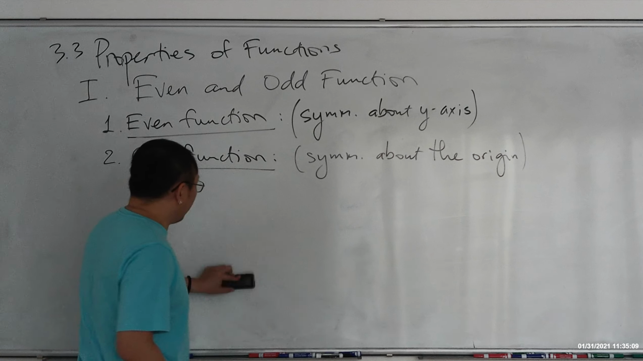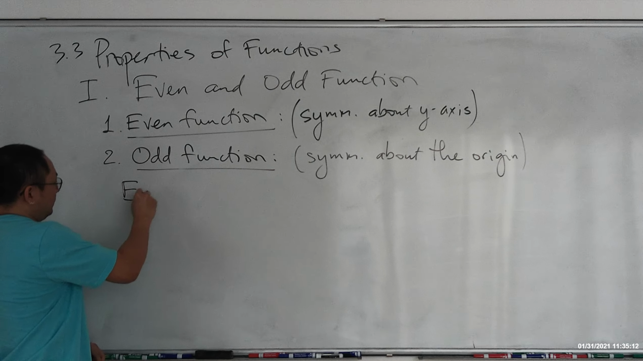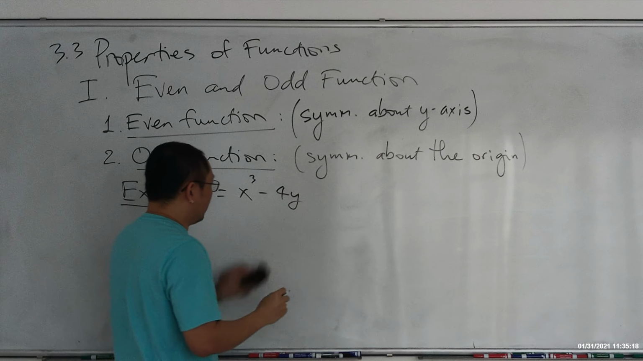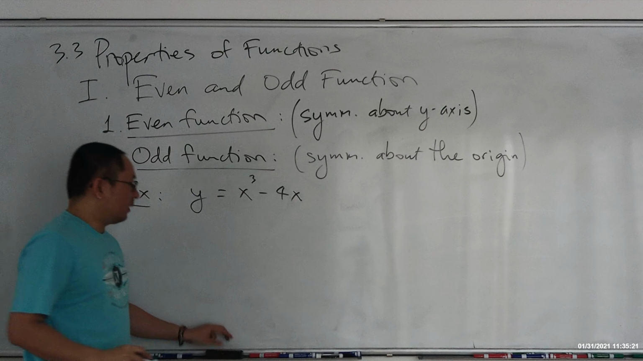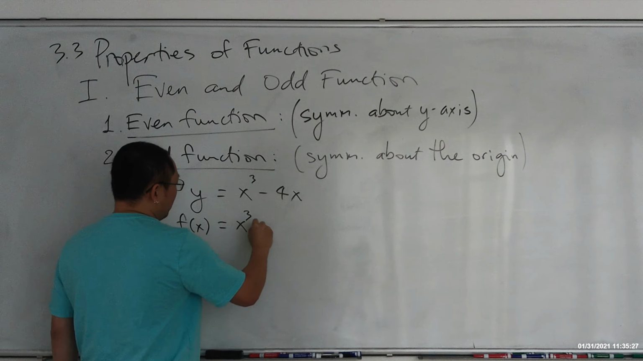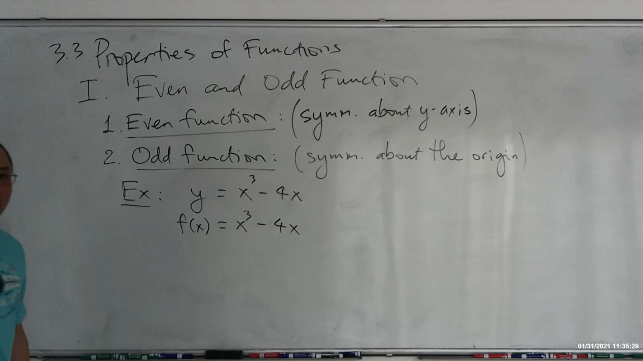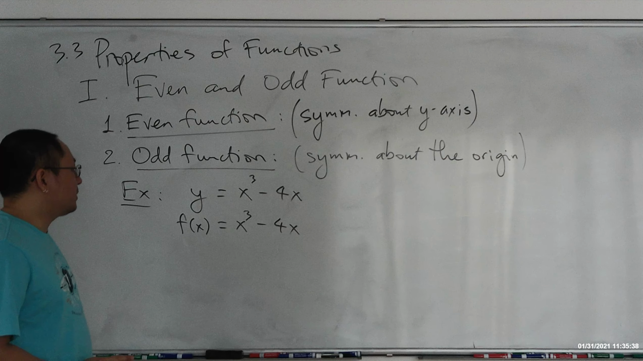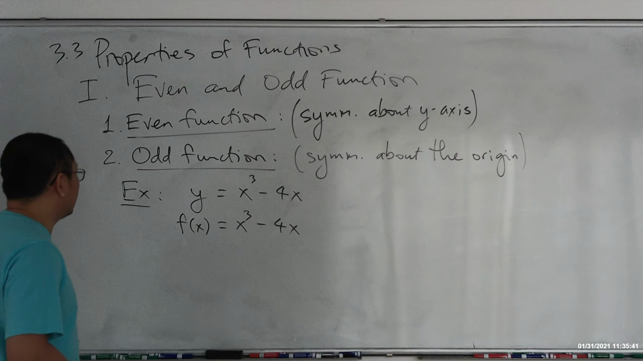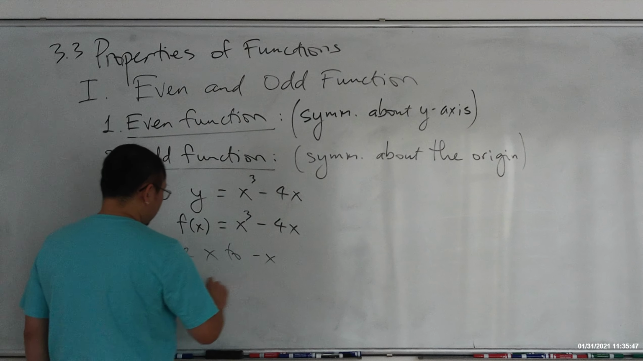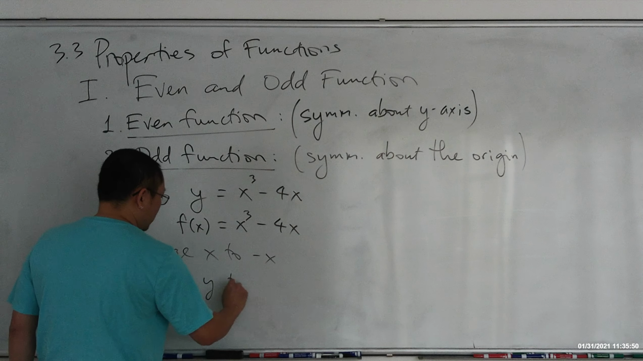Okay, so let me give you an example. Say y equal to x cubed minus 4x. Oh, I say 4x, okay? Alright, so in terms of function, instead of writing y, you write f of x equal to x cubed minus 4x. Those two things are exactly the same. Function, okay? So it's an equation. All right, and how to test for symmetry about the origin? You change both x to negative x and y to negative y.